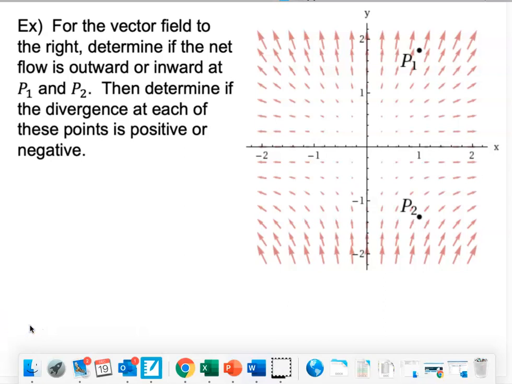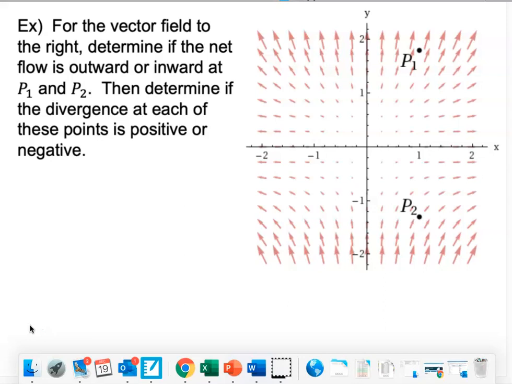Point 1, would you say that point 1 is a source or a sink? I would say it is a source. Tell me why you thought it was a source. Because the arrows on one side are bigger than the arrows on the other. Good answer. The arrows going into P1 are smaller than the arrows coming out of P1. So we would call it a source, which means that the divergence would be positive at that point.